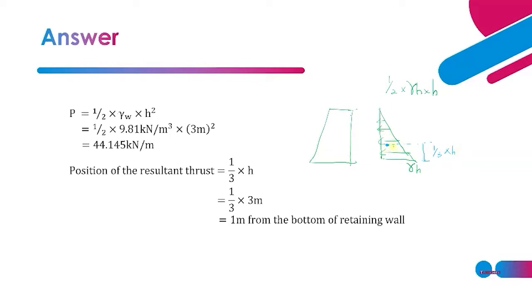Macam mana dapat sini? So kalau you ada segitiga, obviously kat sini ada centroid. Kat bawah ni biasa 1/3 sebab you tengok kat bawah ni area dia lebih besar. So centroid dia mesti lebih ke bawah. Kat atas ni area dia lebih kecil. So yang atas ni 2/3 lah. Sama juga kalau macam ni. 1/3, 2/3. 1/3 times H, height of liquid. It is 1 meter from the bottom of retaining wall.